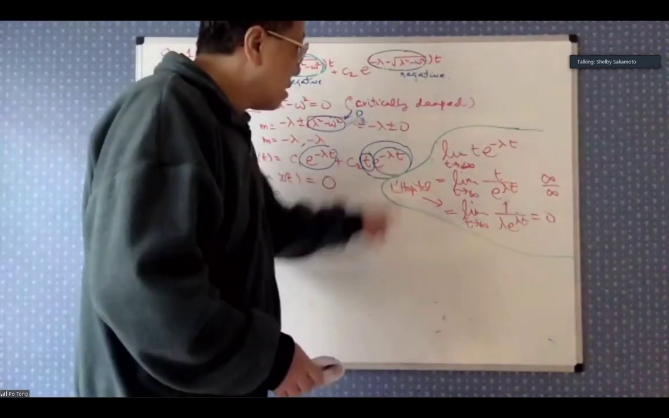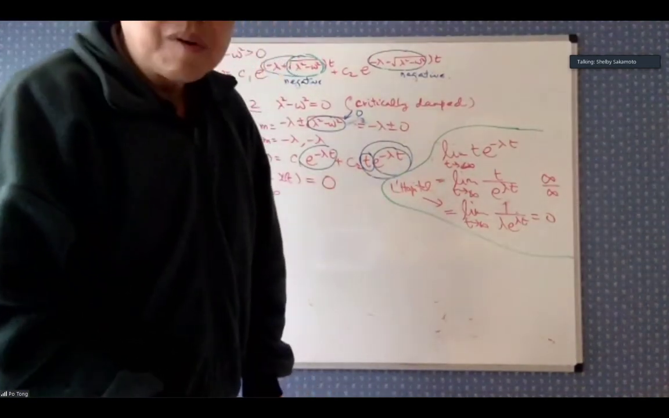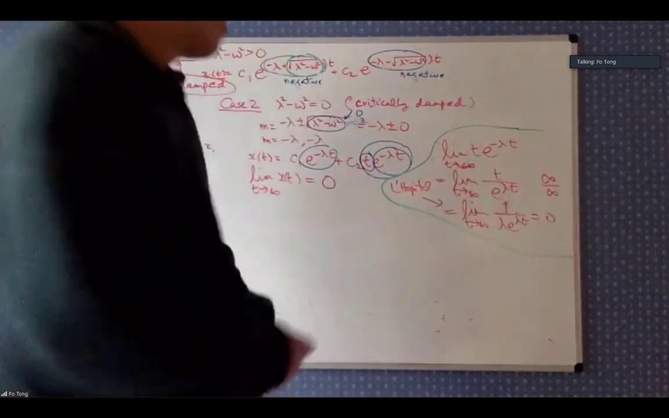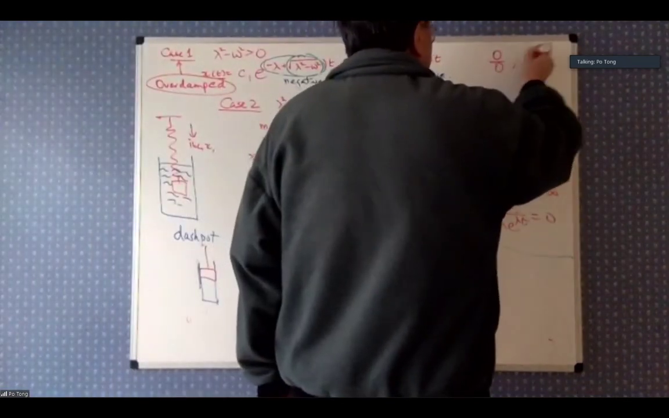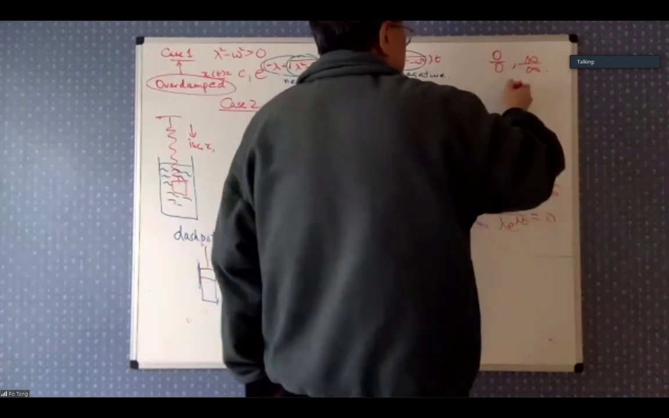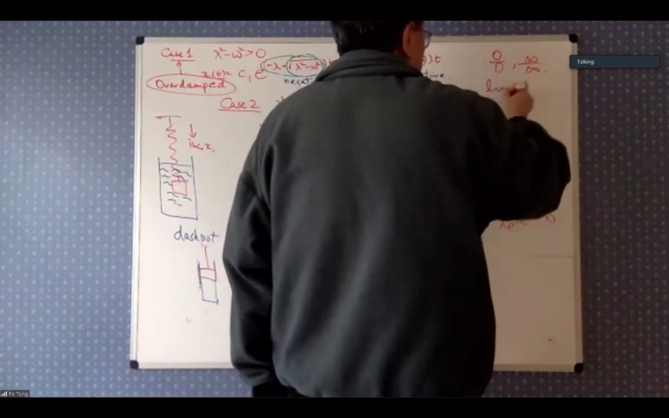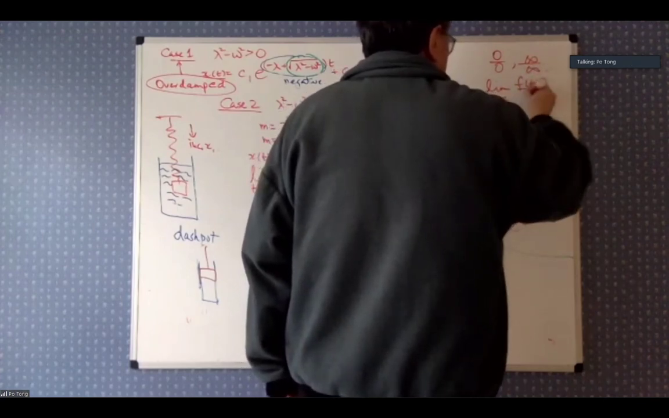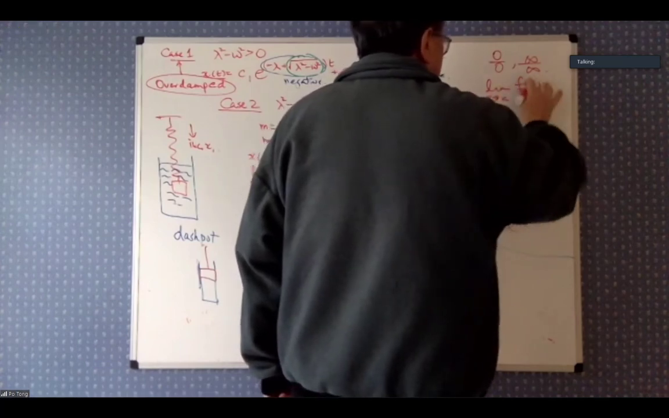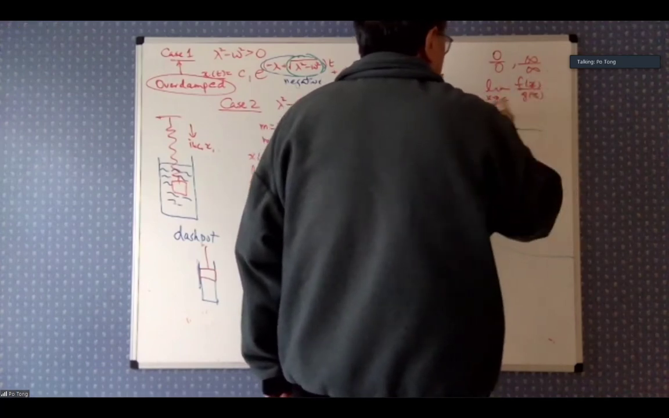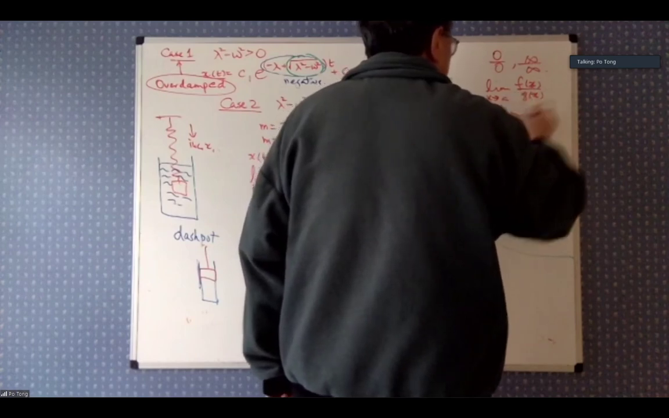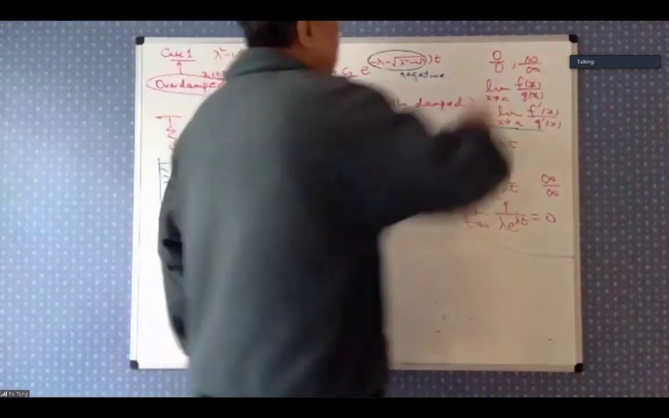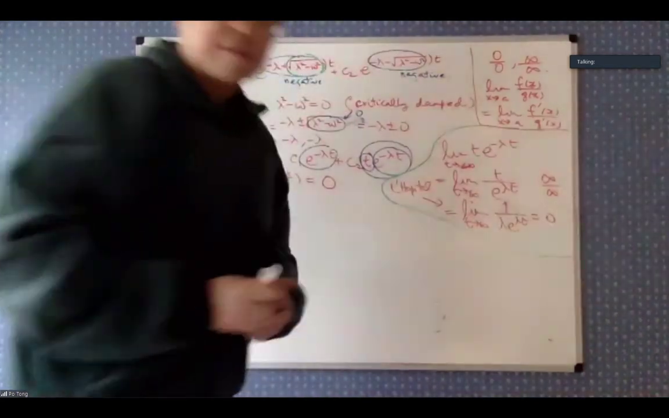What was L'Hopital's rule again? I kind of forgot. The rule that if you have indeterminate form 0 over 0 or infinity over infinity, then the limit of f(x) over g(x) as x goes to a will be the limit of f prime(x) over g prime(x). Okay, that's L'Hopital. All right, thank you.